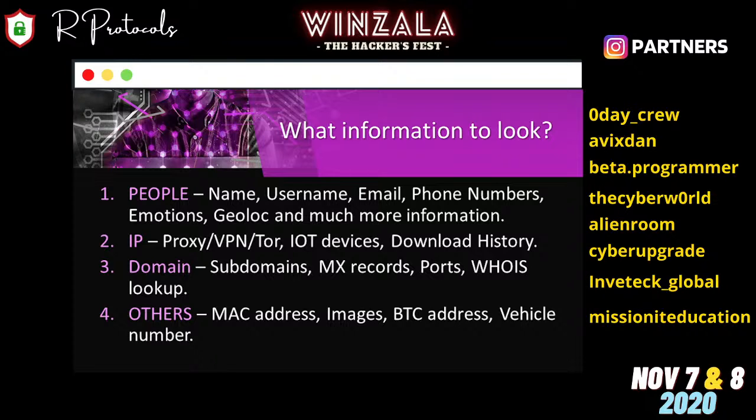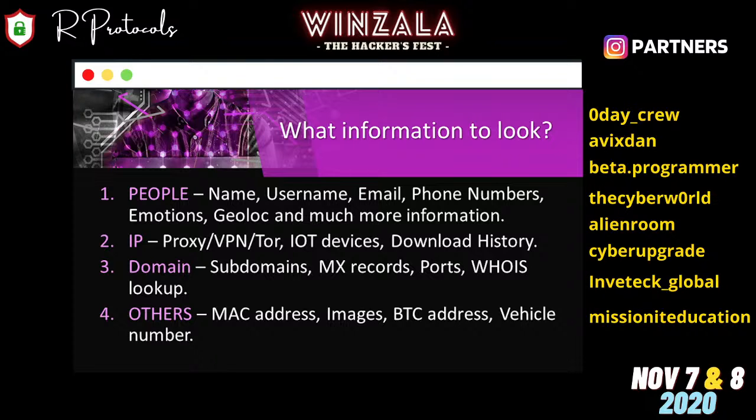The next one is IP. If we take an IP as a target, we can gather information like whether it is a proxy, a VPN connection or a Tor connection. We can also find out whether it is an Internet of Things device, like an IoT device, and we can gather information like their download histories. So these were the common things.